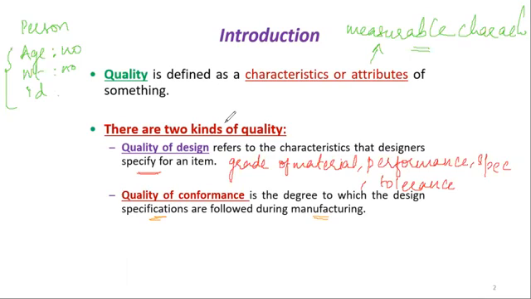That is, if the degree of conformance is high, that means the quality of that particular product and the quality of conformance is also high. If greater is the degree of conformance, then higher is going to be your quality of conformance.